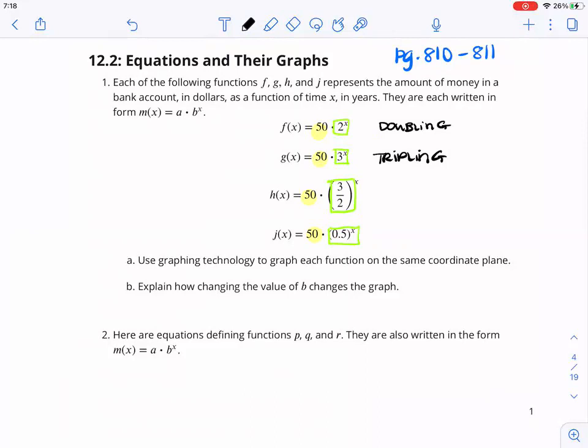For h, our growth factor is 3/2, and 3/2 is 1.5. So we're just going to multiply by 1.5 each time. And then for j, because 0.5 is less than 1, that's actually going to be a decay graph. So here we have a graph that's going to be decaying. Let's just make a note of that. All right, so we don't technically need to use graphing technology. We should know how to graph this already.